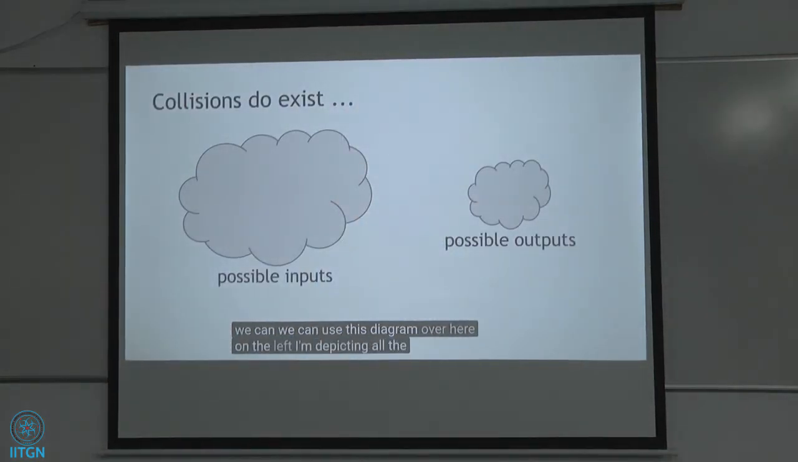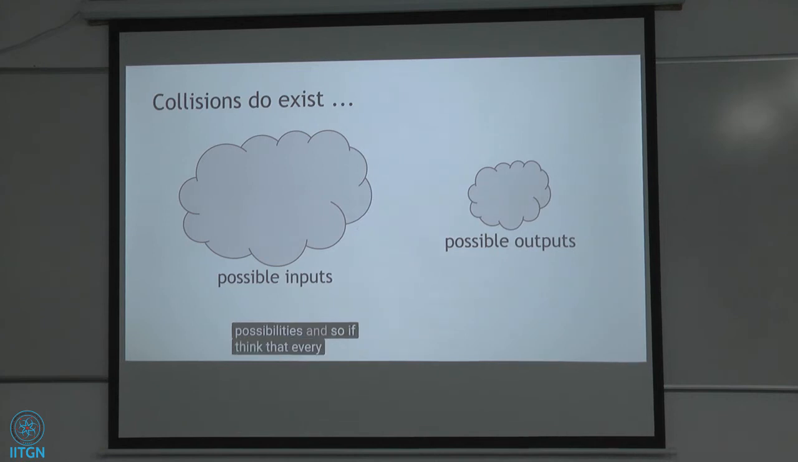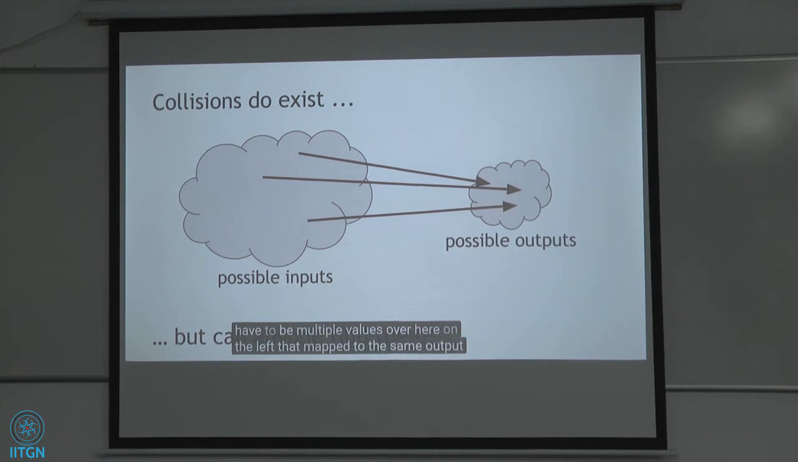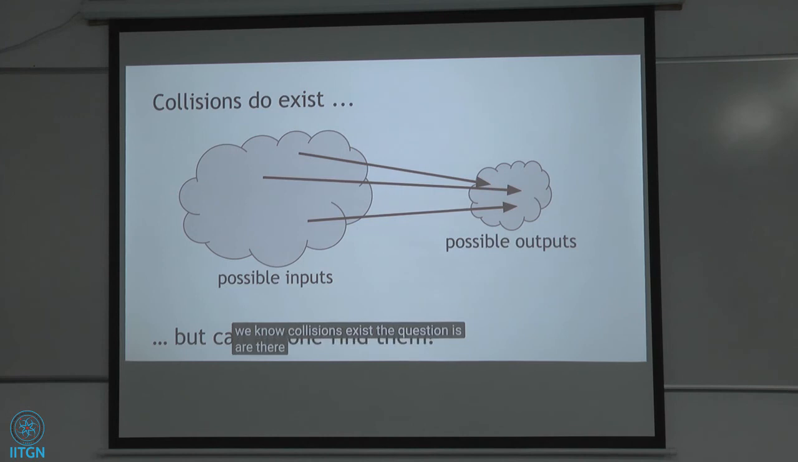Over here on the left, I'm depicting all of the possible inputs to this function, which can be a string of any size. And over here, I have all of the possible outputs, which has to be a string of 256 bits in size. So the right-hand side here, the outputs, there are only 2 to the 256 possibilities. Over here, there are more possibilities. And so if you think that every point over here on the left is going to be mapped by an arrow to some point on the right, you can see that as you go from all the points over here on the left into the right, it has to get crowded, and in fact, there have to be multiple values over here on the left that map to the same output over here. In fact, in general, there will be a very large number of possible inputs that map to any particular output. So collisions do exist. I said before, nobody can find a collision, and that's the key question. We know collisions exist. The question is, are there any collisions that are findable by regular people using regular computers?